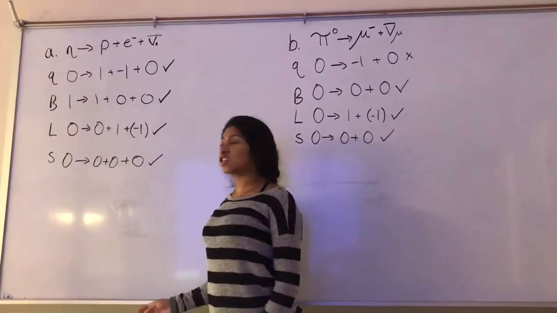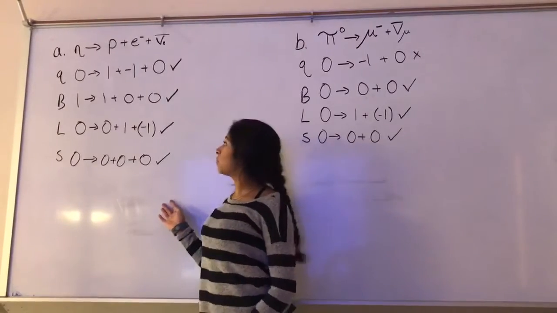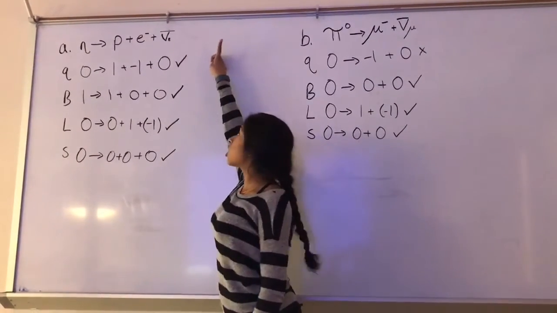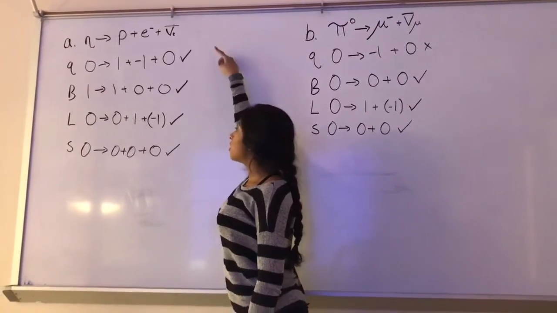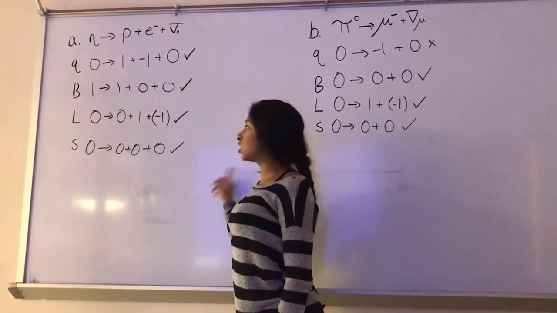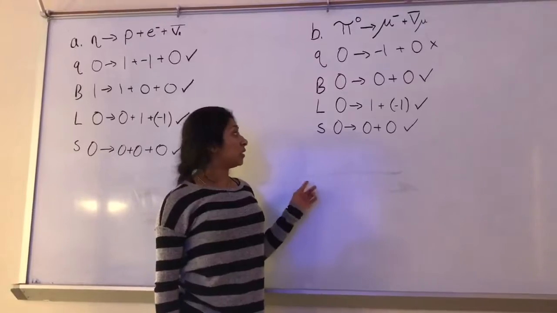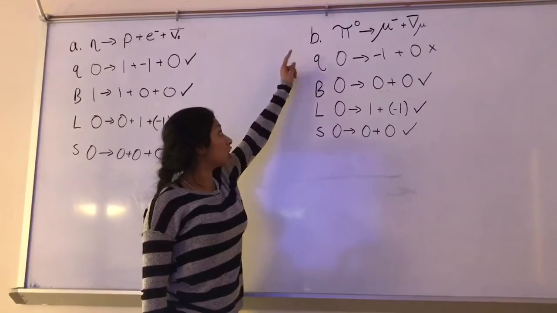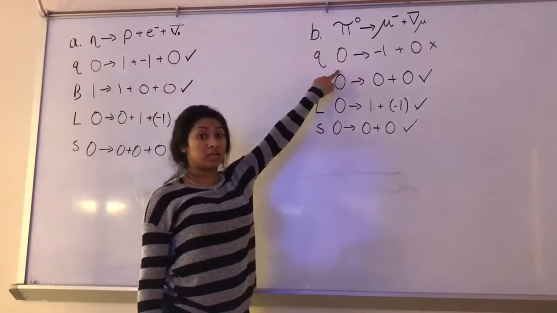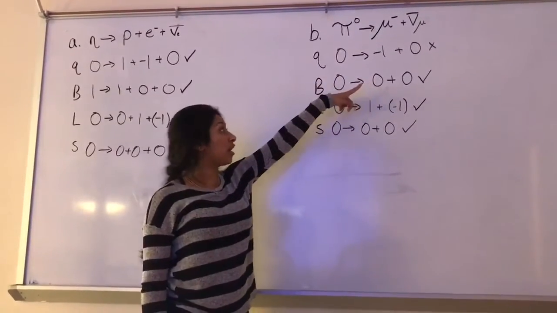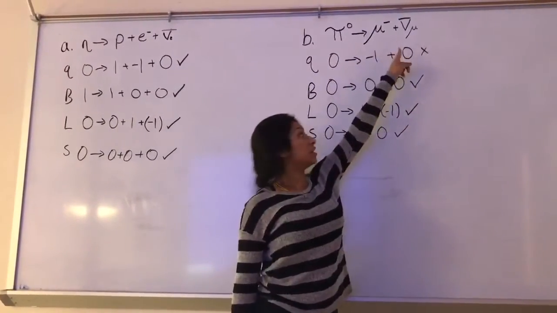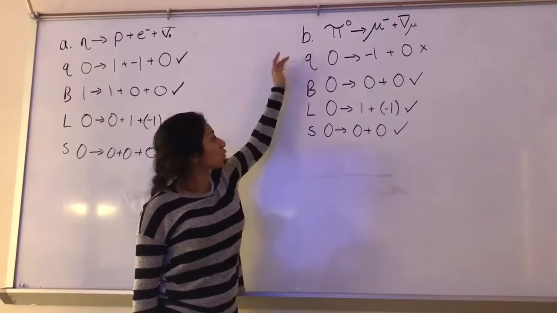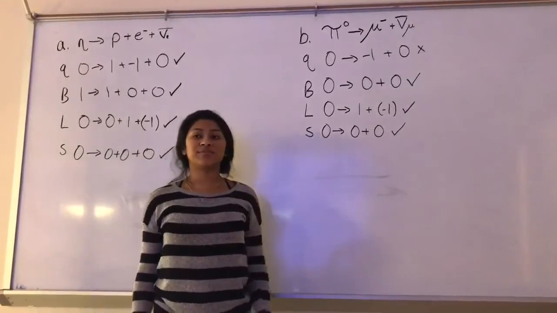Okay, so these are the answers to the problems. So remember guys, this is an antineutrino of the electron, and it has a charge of 0. So everything works out in this equation. And for question B, this is a pion of a 0 charge, and because it's a 0 charge, that's why this equation doesn't work out. And remember, this is an antineutrino of the muon, and this doesn't work out, but the rest of them do. So these are the answers.